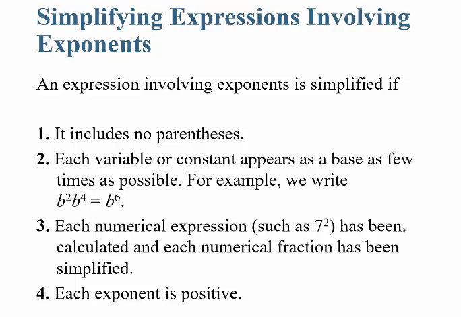So for example, if we have b squared times b to the fourth, to fully simplify that, it would be b to the sixth. Each numerical expression such as 7 squared has been calculated and each numerical factor has been simplified. So you'd write 7 squared is 49, right? And each exponent is positive, so no negative exponents.